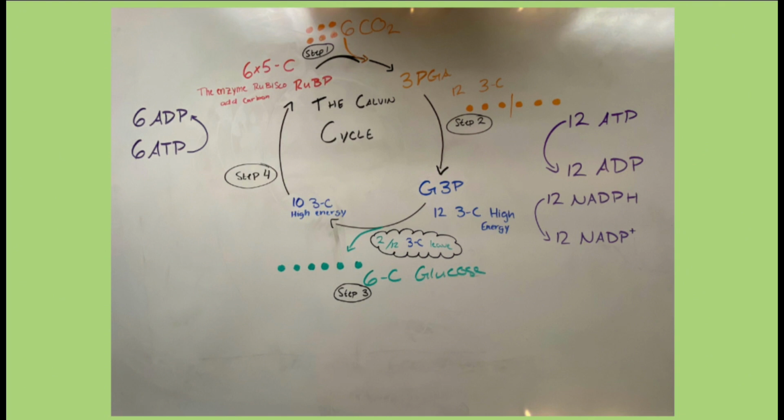Occurring in the stroma, it starts when CO2 enters the cell. The CO2 combines with 5 carbon molecules to form 3 carbon compounds. Next, ATP and NADPH convert 3 carbon compounds into higher energy molecules. To produce the glucose, the 3 carbon molecules exit the cycle in order to form glucose. Lastly, the 3 carbon molecules are recycled into 5 carbon molecules again, and the cycle repeats.